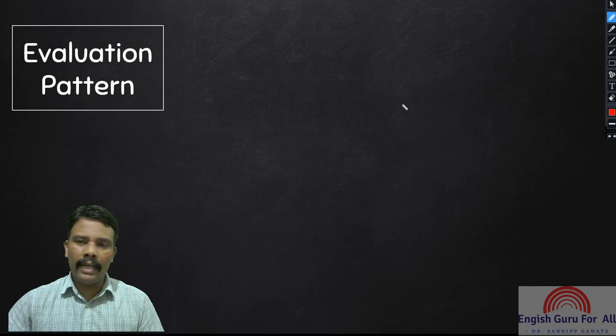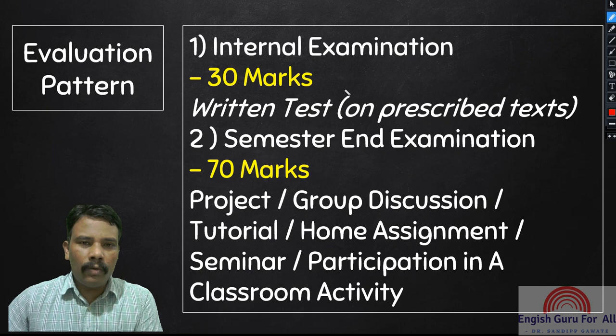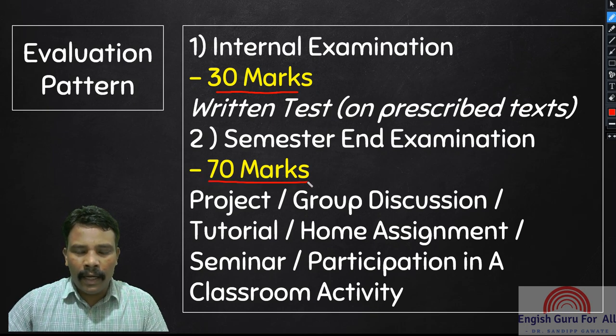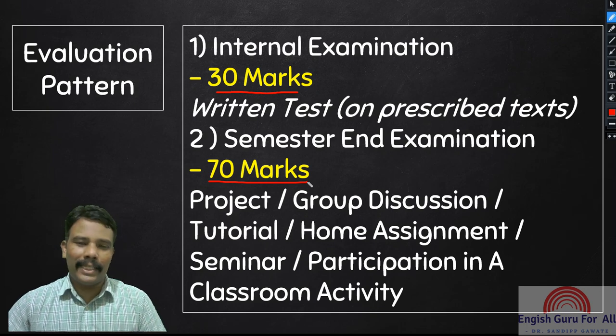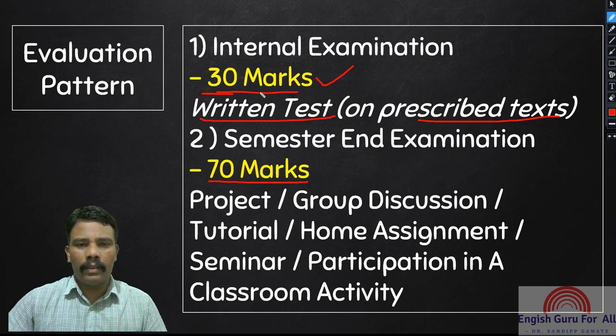If you know the syllabus, now you need to understand the evaluation pattern. Initially I mentioned that there are 2 parts, and it is a 70-30 pattern. 70-30 means 70 marks are in the hands of the university. Here the internal examination will be of 30 marks. A written test on the prescribed text will be there, and even some more parts will be there for 30 marks.